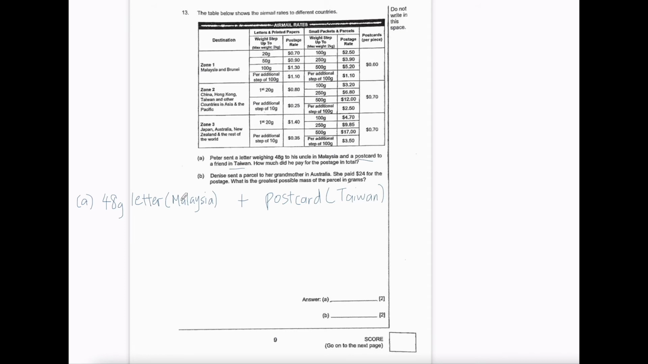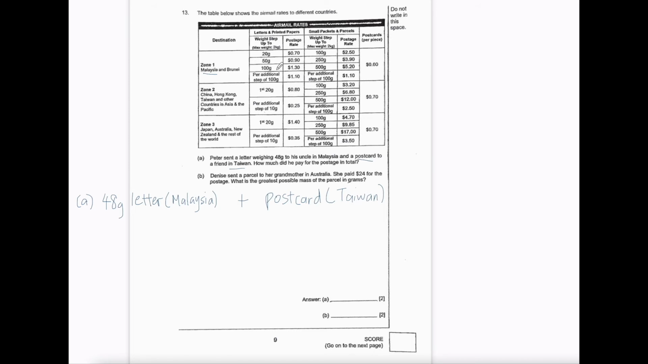So a 48-gram letter to Malaysia, Malaysia is zone 1. So how I read this is like that. For the first 20 grams it is 70 cents. Okay, once you hit 21 grams, I'll have to use the 50-gram bracket. So anything between 21 to 50 grams will be 90 cents. And then anything from 51 to 100 grams will be $1.30. Okay, so if you send something that weighs more than 100 grams, you have to pay for the first 100 grams, which is $1.30, and additional 100 grams will be $1.10 each.